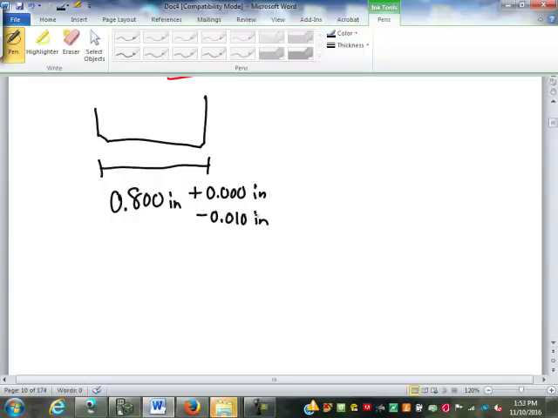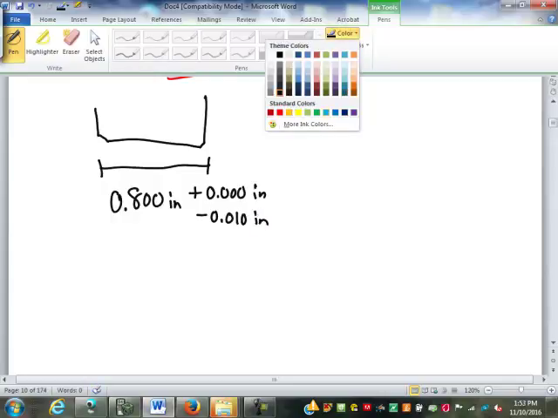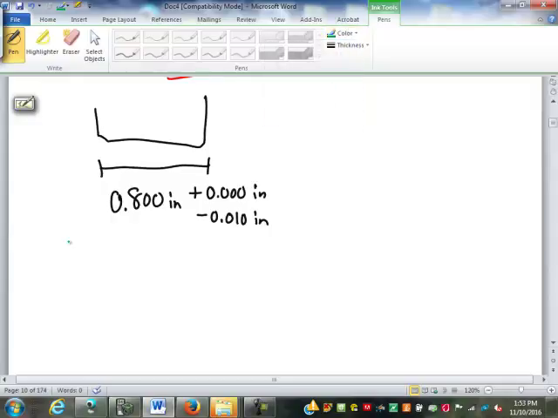What's this saying? That means you can't go positive. Yeah, it's still saying my desired value. In an ideal world, I want to make all these exactly 0.800 inches, 800,000ths of an inch. But since the world isn't perfect, we can be a little smaller, but we can't be any larger.